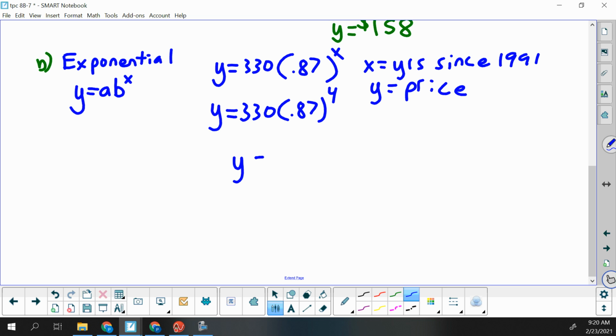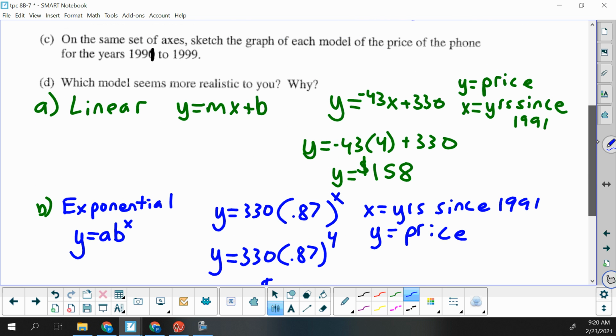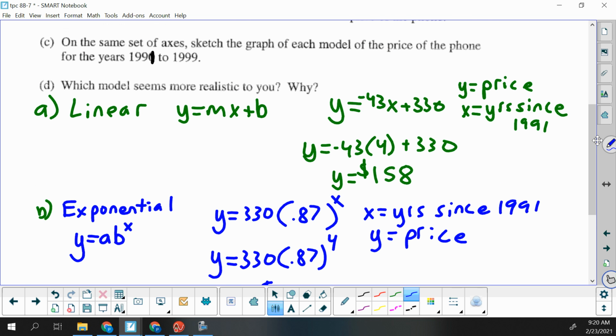So to the nearest cent, we should have gotten 189.06, and that was dollars. For part C, we don't have a grid for this, so we're just going to do it on the calculator.